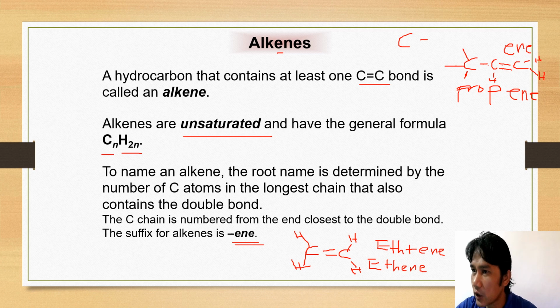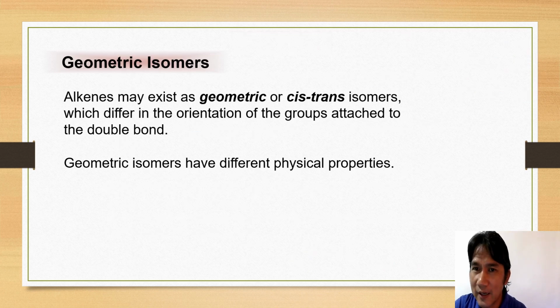So that's how you write the structure of propene. This is the expanded formula of propene. Just like alkanes, alkenes also exhibit isomerism. So it says here, alkenes may exist as geometric or cis-trans isomers. Okay, so the cis-trans isomers, they are called geometric isomers, which differ in the orientation of the groups attached to the double bond.